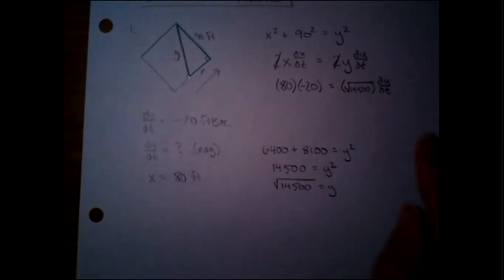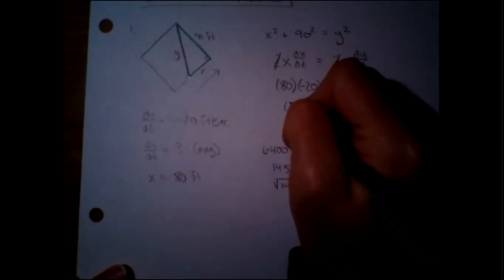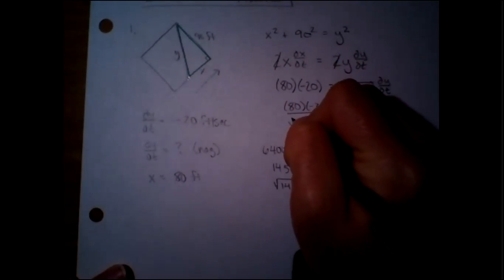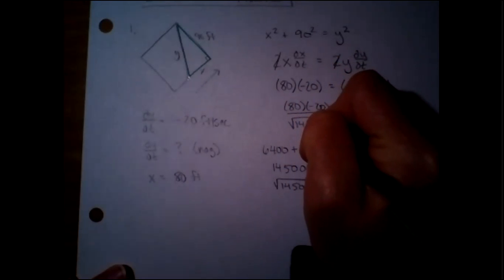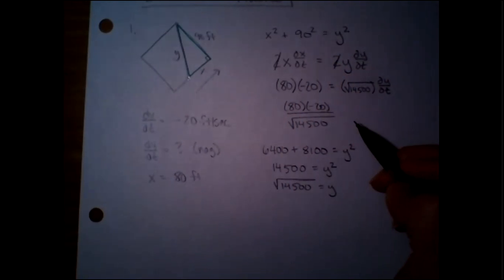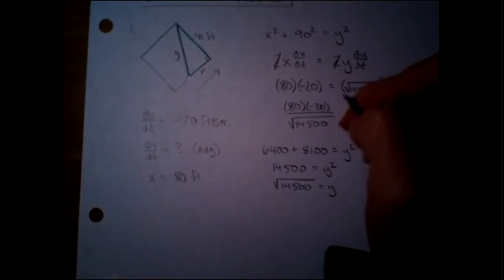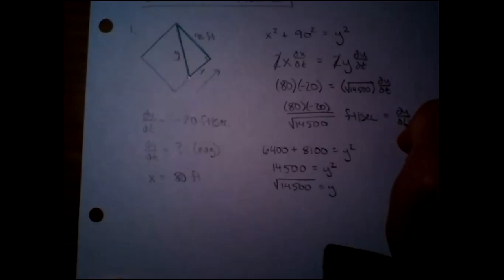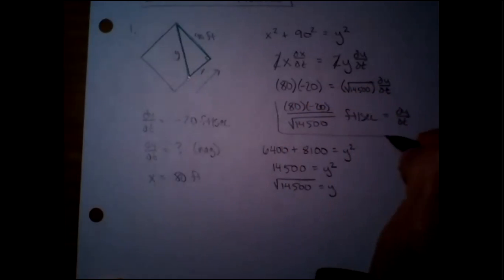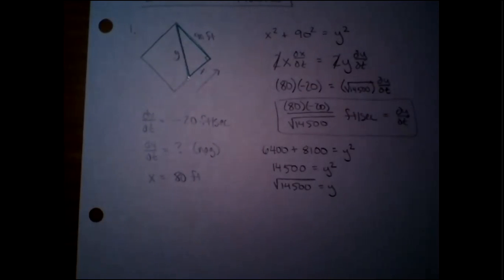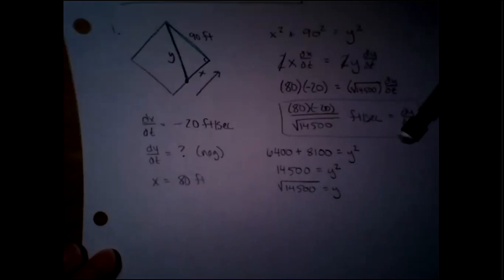All right, and then last step, we're just going to divide that over. So this will be 80 times -20 over this square root. You don't have to simplify that down. You don't have to do anything else to that. The only thing we need are units, which are feet per second. And so it did come out negative like we were expecting it to. All right, so that one was the baseball problem. So let's try another one.